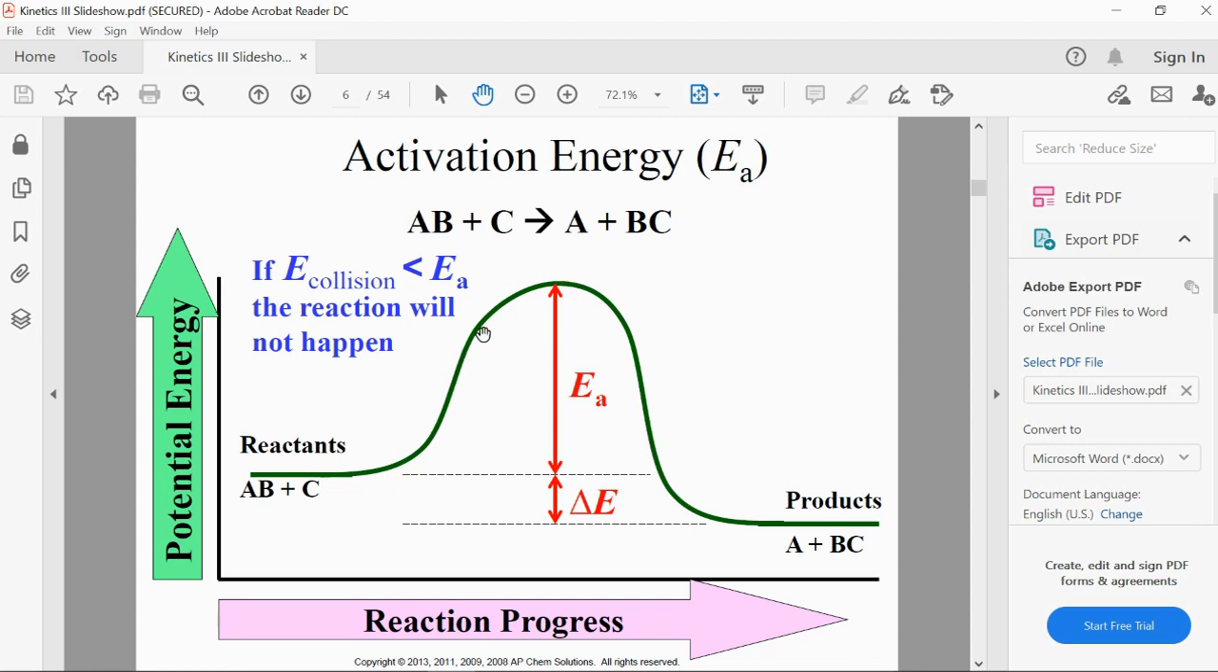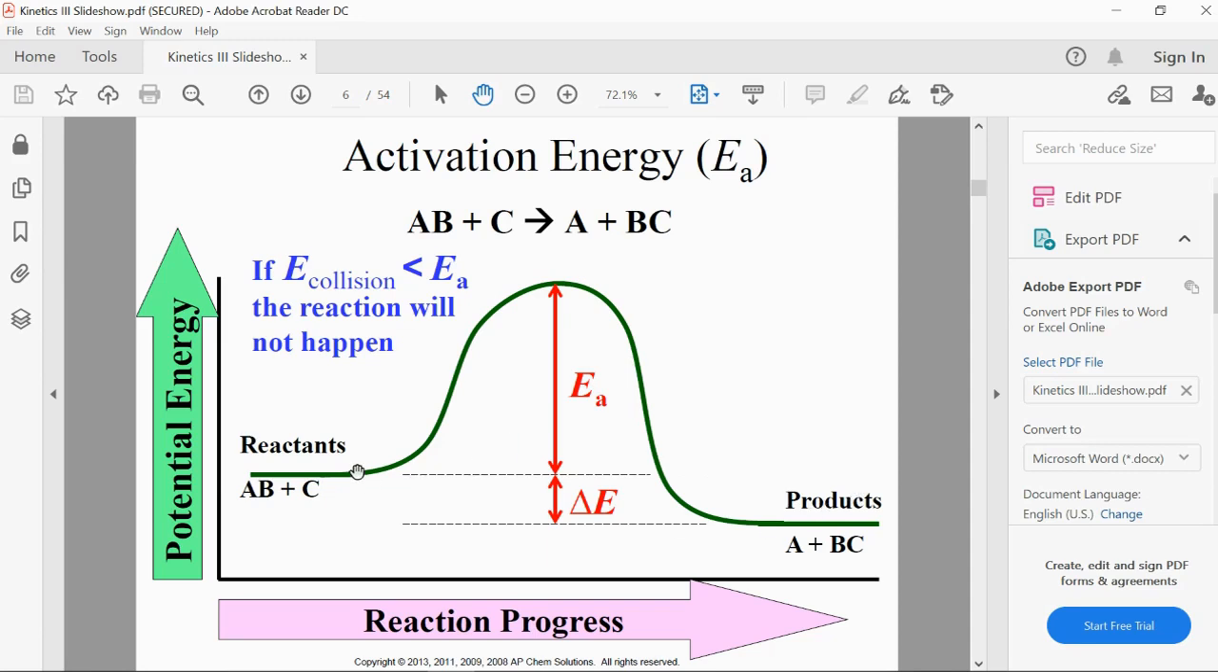Sort of like when you take a match, it doesn't light itself when you remove it from the box. You have to supply some energy and strike it on the little strike sheet to get the reaction started. And once the reaction starts, then we get products.